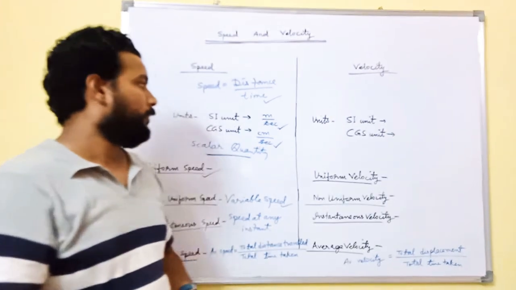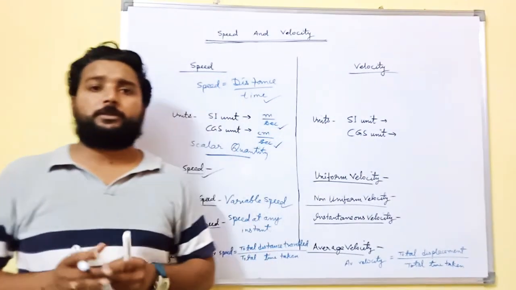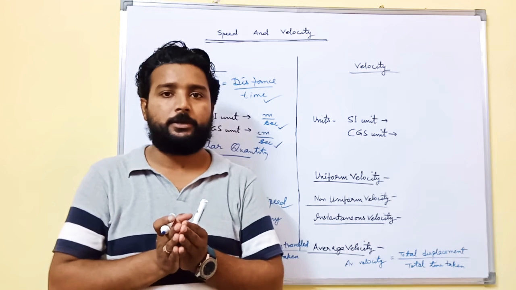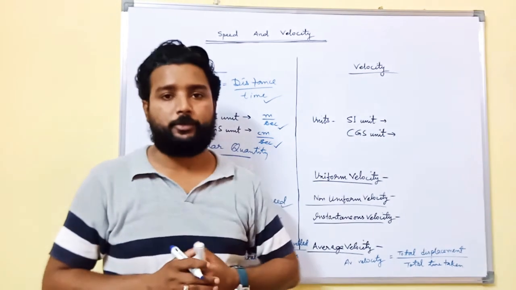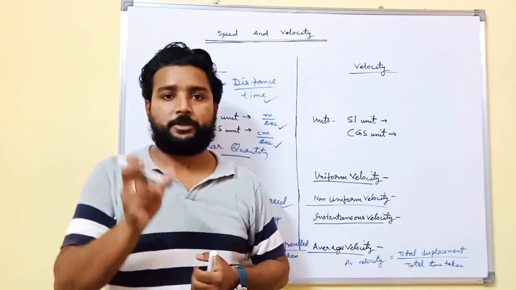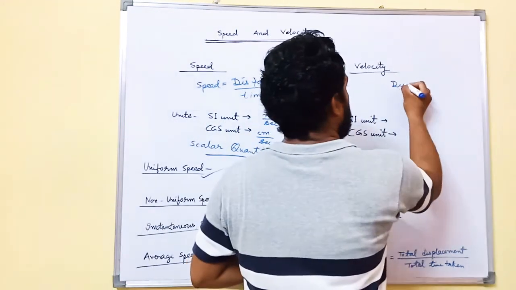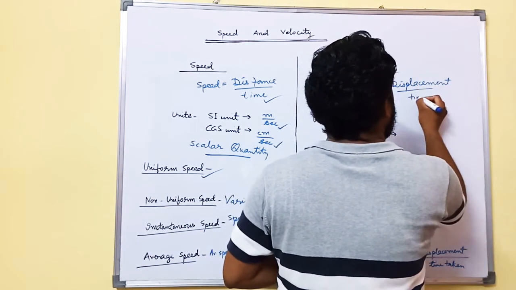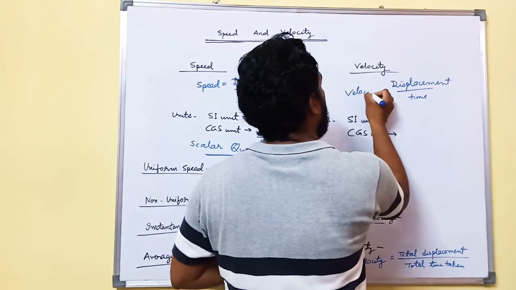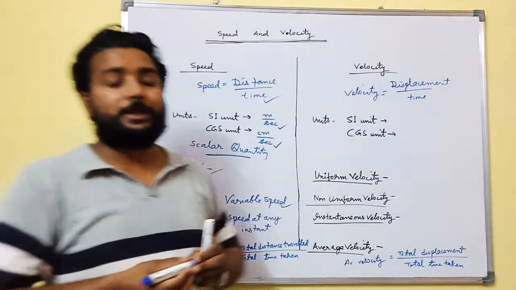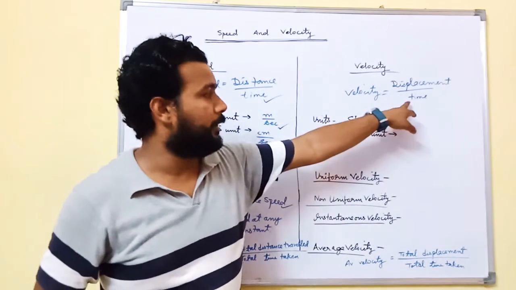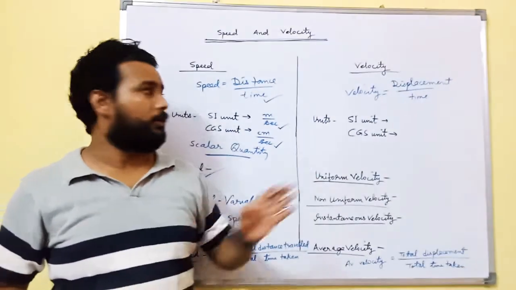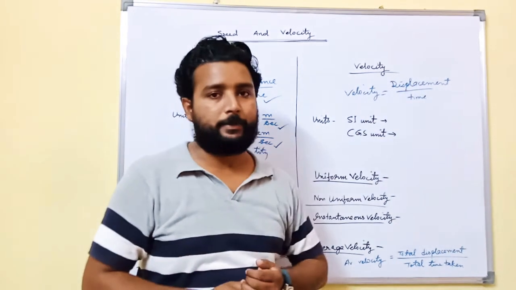Now, what is velocity? Students, the rate of change of displacement of any body is called velocity. The rate of change of displacement, it means displacement upon time. So we have velocity equals displacement upon time.